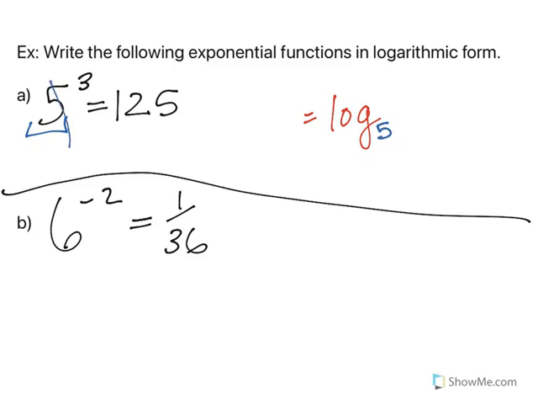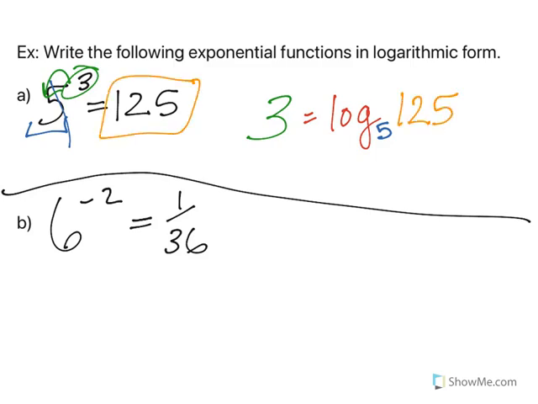Now, in my non-mathematical way of explaining it, 3 is touching the 5 in the exponential, so it cannot touch the 5 in the log, which means it has to be over here. And then the only thing left is 125, which means 125 becomes the argument of the logarithmic function. And then you can think about it. Well, 5 to the third power is 125, and it becomes kind of this circular motion.